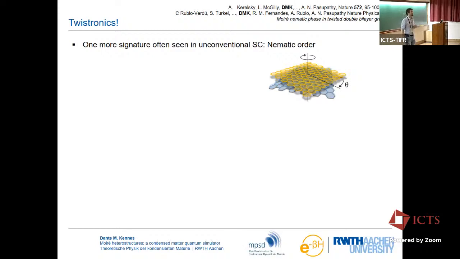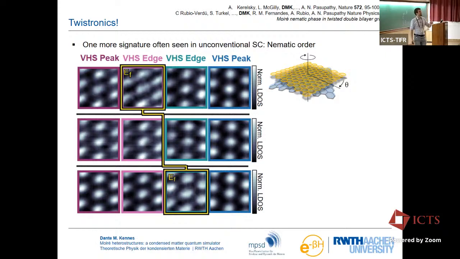All right, there's one more signature that often isn't talked about that I want to highlight, a signature that's also often seen in unconventional superconductors, and that is nematicity. If you think about unconventional superconductors, you will often see that they're tied to some nematic order. And a similar kind of thing happens in twisted bilayer graphene. This is an STM image. Our experimental colleagues took this image here. If we look at this panel, the STM basically measures the local density of states, and you see that there are these white blobs here. And these white blobs correspond exactly to the AA regions.